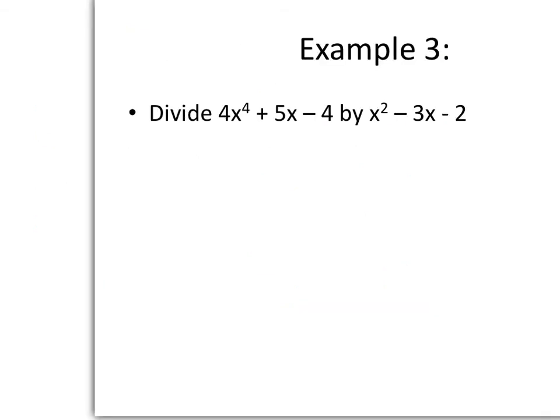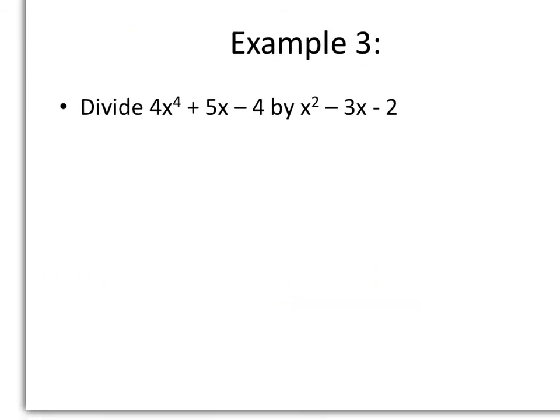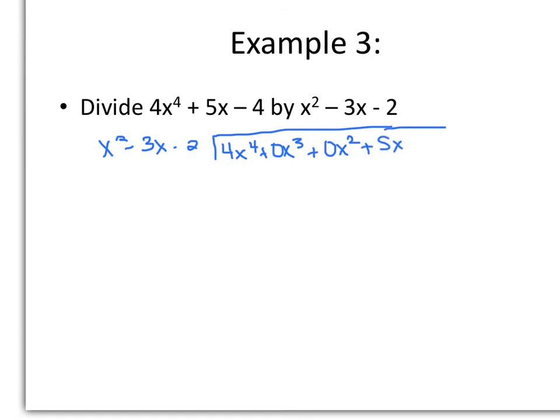Okay, so let's practice this guy. First, you're going to put the x squared minus 3x minus 2 out in front. And I have 4x to the 4th. I'm missing the third. Missing the second. Then we have x to the first power. And then we have minus 4.